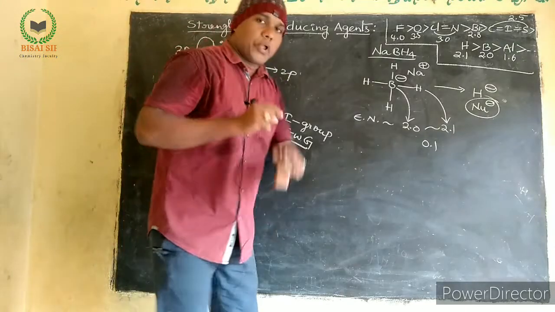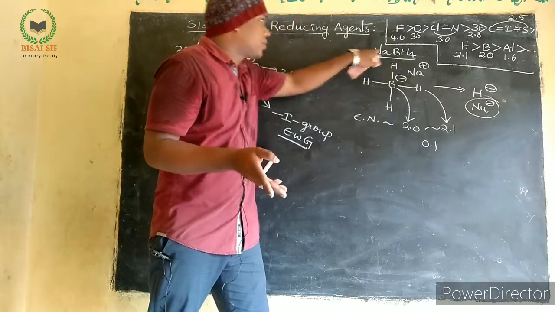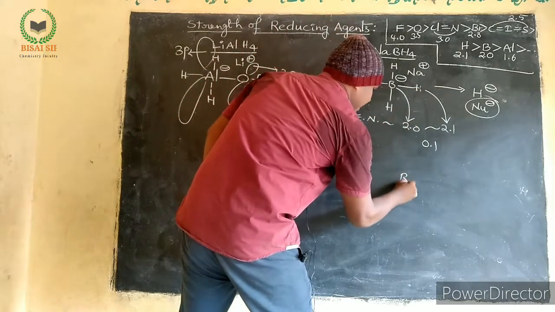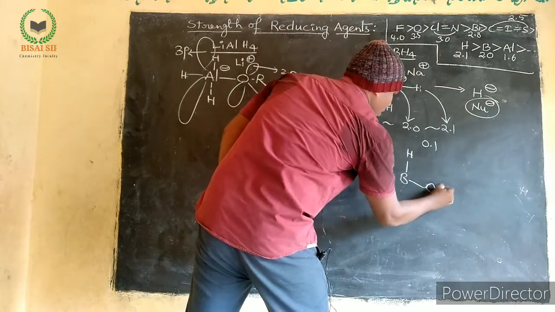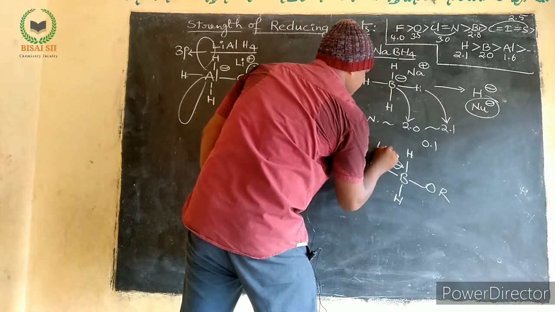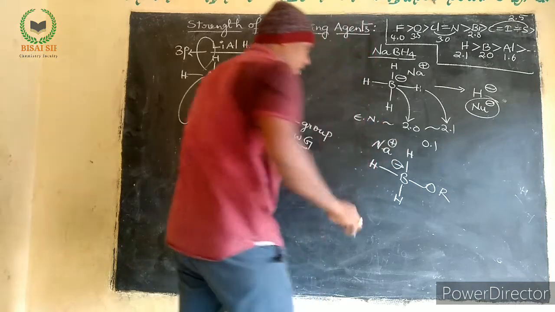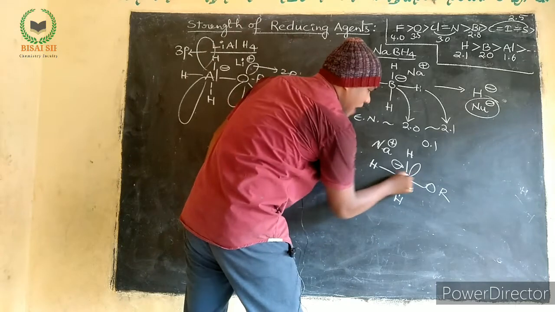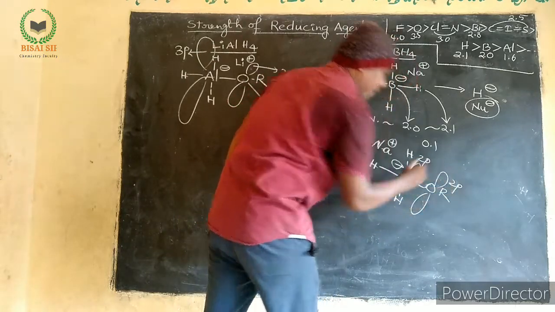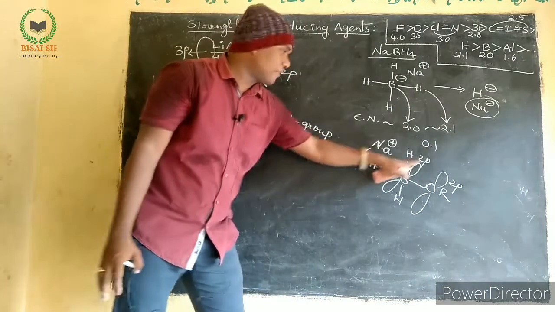Now, if you take an alkoxy group in place of hydrogen in sodium borohydride, BH3(OR), here negative charge, here Na plus. Now, boron has a 2p orbital, here oxygen also has a 2p orbital, correct? Here aluminum has 3p, boron has 2p.